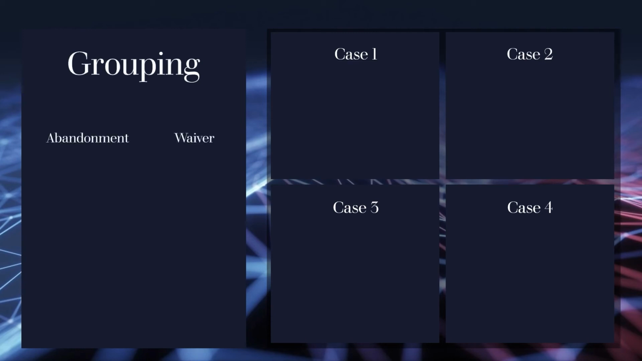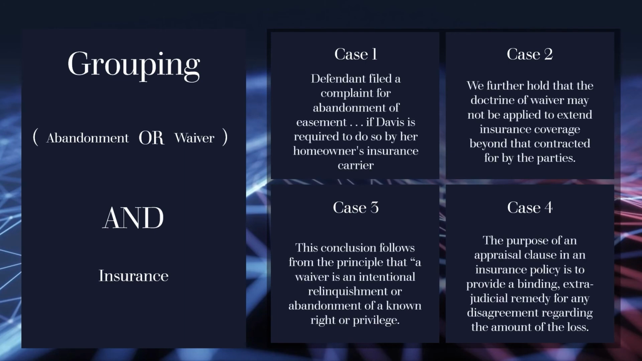In this example, I have connected the words abandonment and waiver using an OR operator because they are synonymous in certain contexts, and I want to cover all my bases. I then grouped them in parentheses, so these synonyms will be treated as the same basic idea. Next, I connect that group to a distinct concept that I want to make sure is included in my results using an AND operator. Any result for this search will need to have the words insurance and either abandonment or waiver. So as you can see in this example, the cases that have abandonment or waiver, but not insurance or insurance without the other terms, are not included.